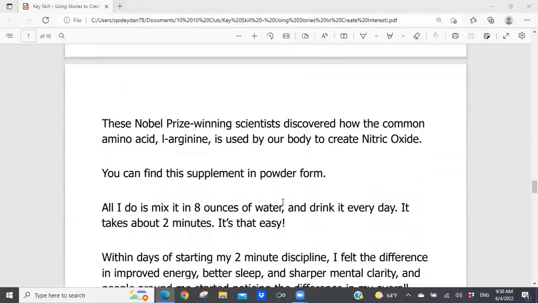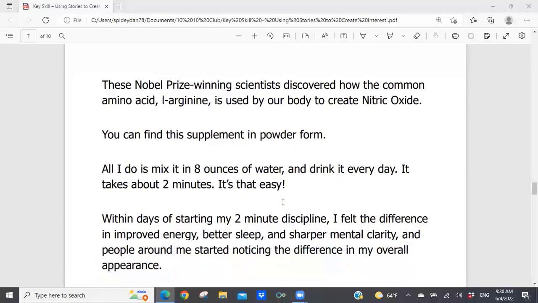Nobel Prize winning science discovered amino acid L-arginine. He doesn't talk about any other ingredients, the other 5 ingredients that are important to optimizing that. He just focuses on one ingredient that is a supplement in powder form, and he shows how he does it, mixes it in 8 ounces of water, and drinks it every day. It takes about 2 minutes.